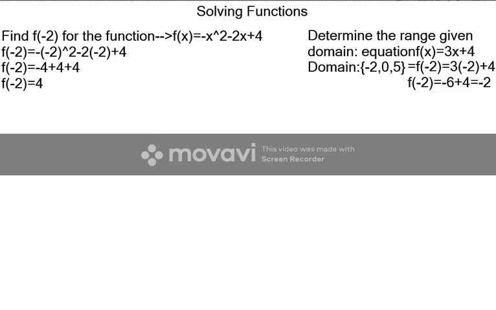Let's go to our second set, which is 0. So now we have f of 0 is equal to 3 times 0 plus 4, which is equal to 3 times 0, which is 0, plus 4, which is 4.